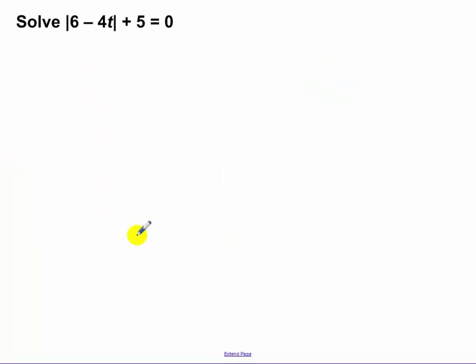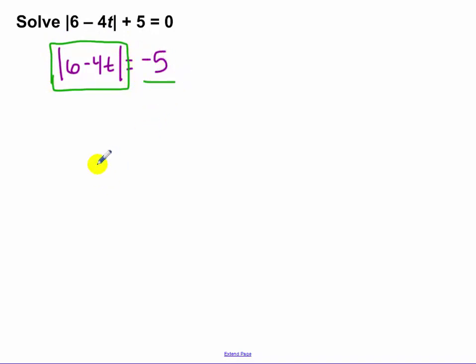Next example. Again, isolate this absolute value. I subtract the 5 over. Now be careful here. Remember, this absolute value piece is always positive. You have that equal to a negative number. That's never going to happen. So here we have no solution. No matter what, I'm never going to find a value of t that's going to equal a negative number, because whenever we find absolute value, that's going to be equal to a positive number. And you could always write no solution like that too.